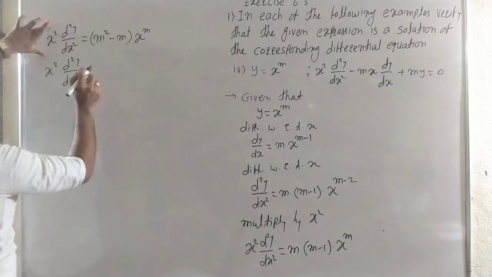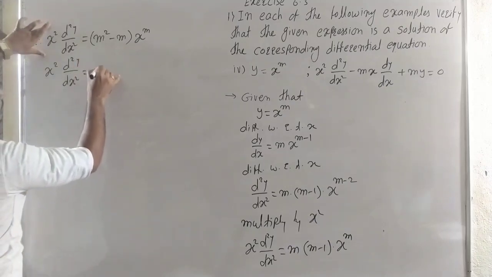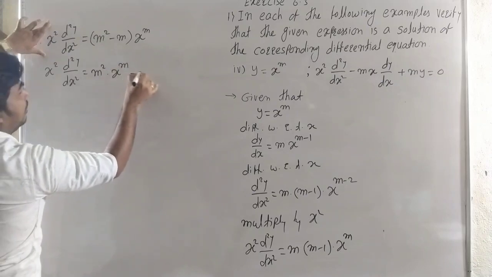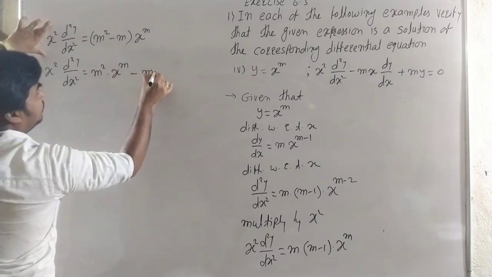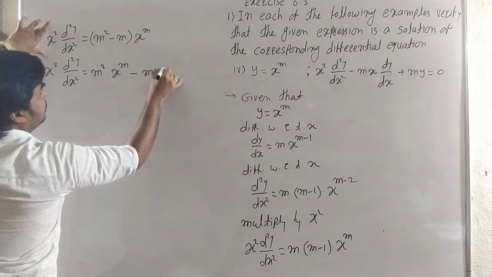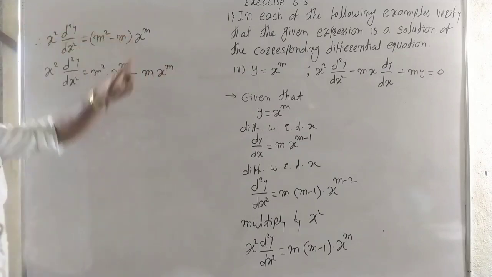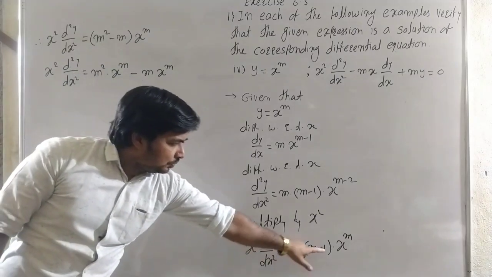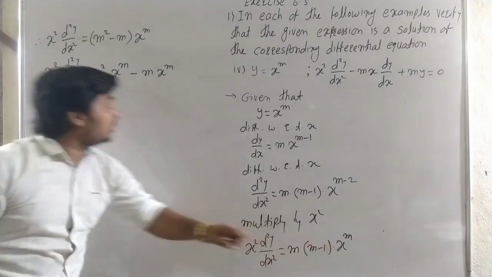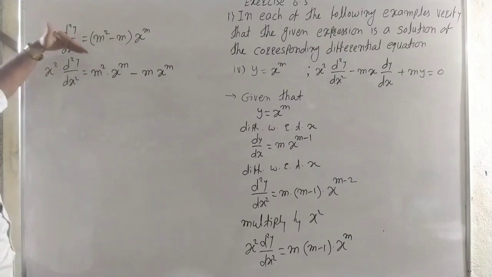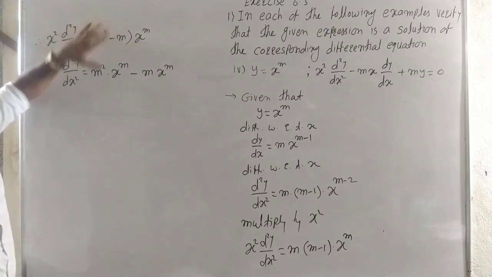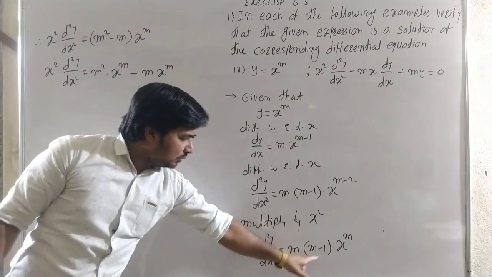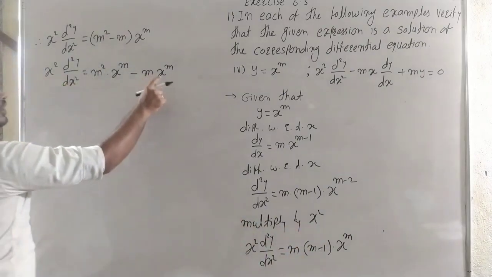Directly we can write this step also: it is m square into x to the power m minus m into x to the power m. See carefully this, here multiply by m into m minus 1 and x to the power m. We can directly write this step; this step is not necessary to write. Okay, multiply by m and x to the power m to this step. Now here it is m into x to the power m.